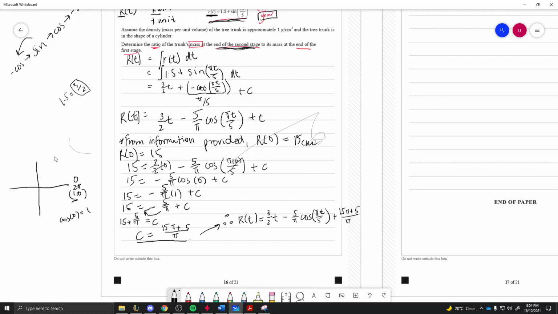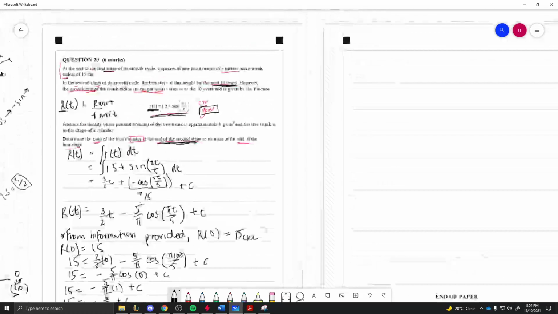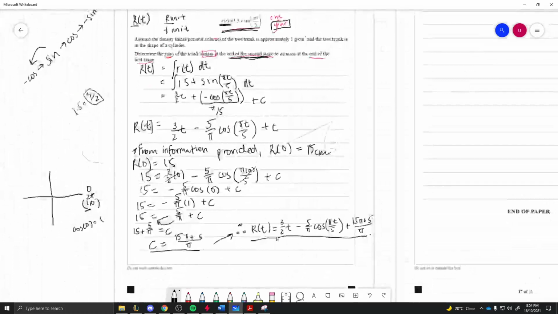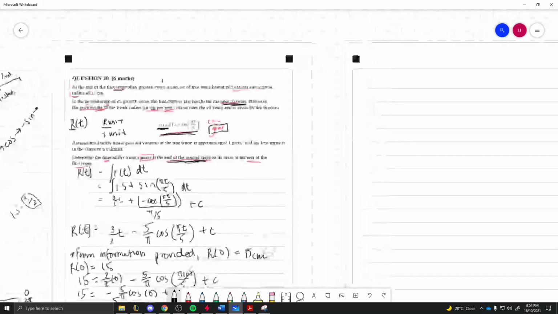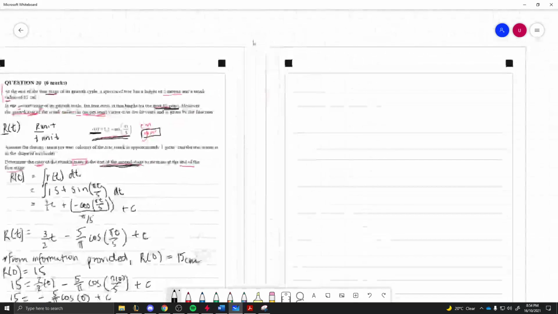But now that you have this function, I'll continue it up here. So now we want to use this, because this is in centimeters, remember, so I'm just going to write centimeters down here. We're going to use this to find not the mass, but the length, the radius of the tree trunk at the end of the second cycle. So let's continue over here.